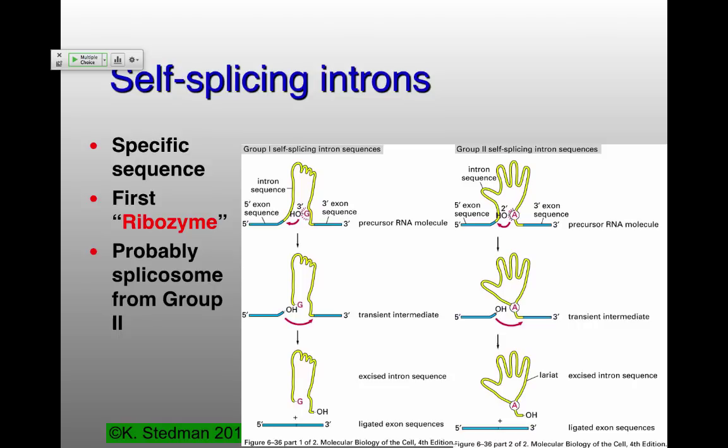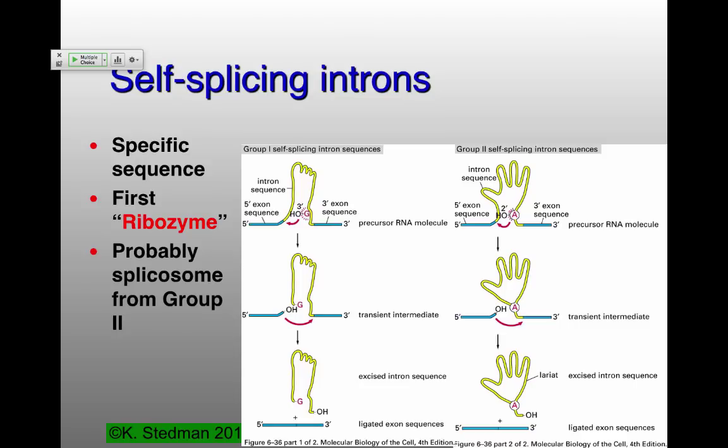Okay. Yes? Is there any significance to why group 1 is shaped like a foot? So why do we have a foot and a hand up there? I think it's because the authors of the textbook were trying to be funny.